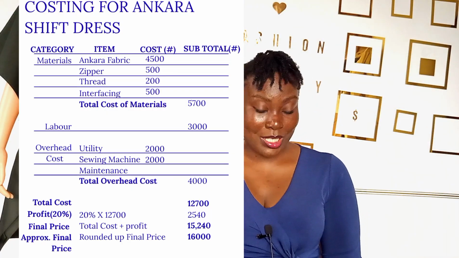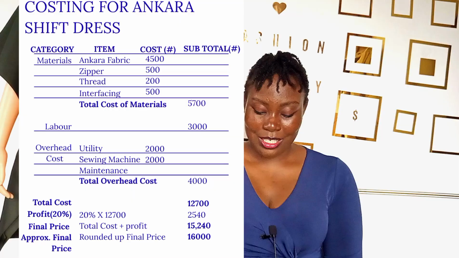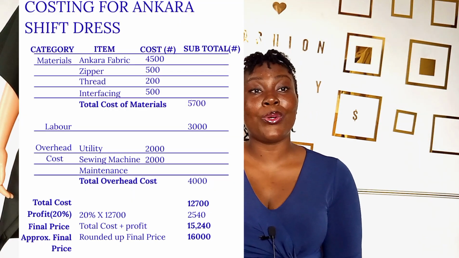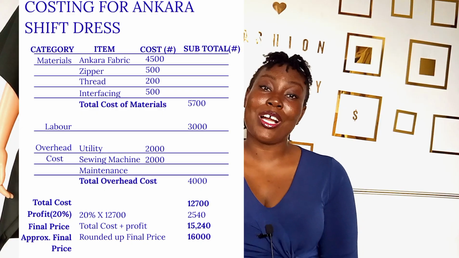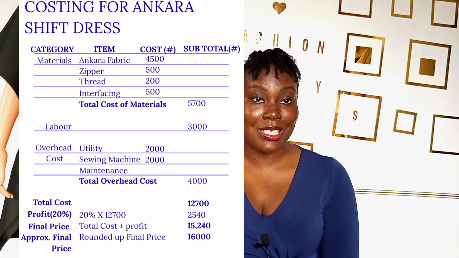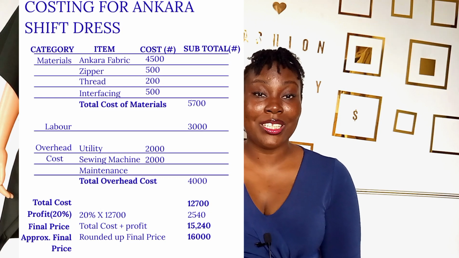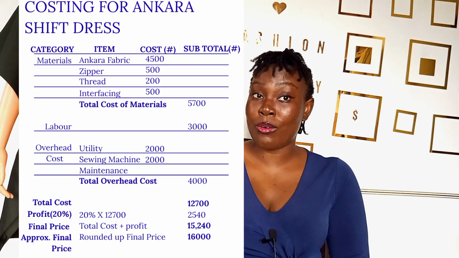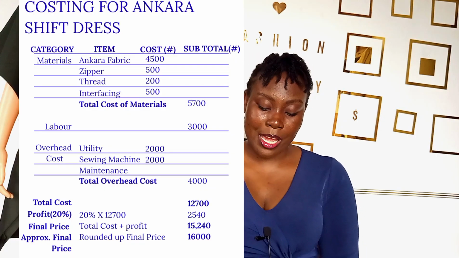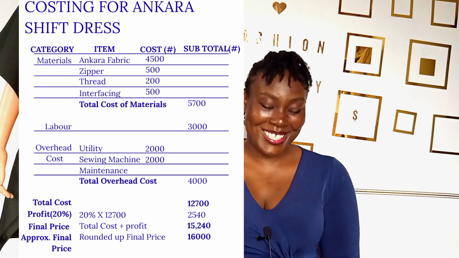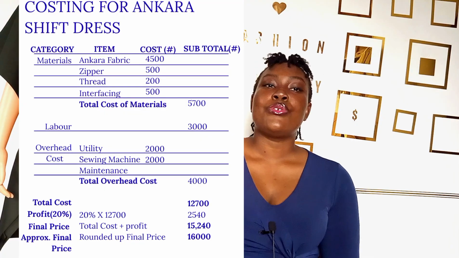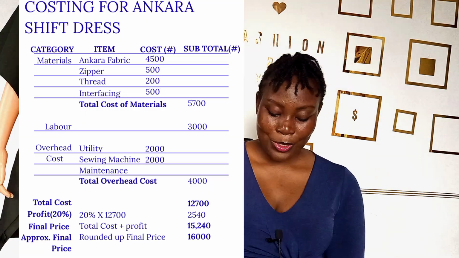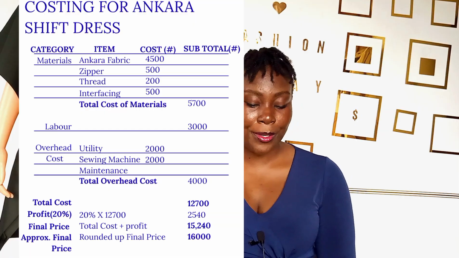Then your overhead costs, that's your utility, your maintenance, your rent. Another aspect of overhead costs you need to factor in is, do you have workers? How many workers do you have? How much do you pay them per month? Do your calculation, do your division and everything, and add it as well, because you're going to pay your workers. Also factor your salary if you are on salary. So for the overhead cost here, I only added utility and machine maintenance. So I added utility 2,000 and machine maintenance 2,000 as well. So the total of overhead cost is 4,000 naira.